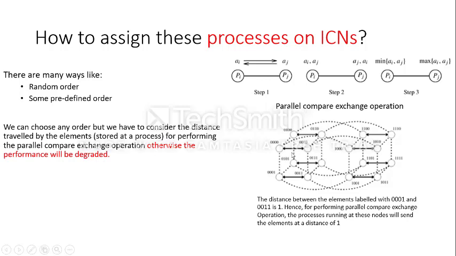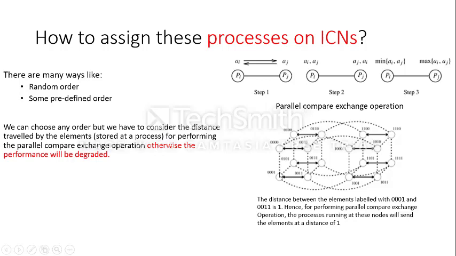So here you can observe the distance between the elements labeled with 0001. This is the node number one, having the label 0001 in this four-dimensional hypercube. And if we want to transfer the data to the 0011 node of the hypercube, which is basically the node number three, then we can directly transfer the data between these two nodes because the distance is one.